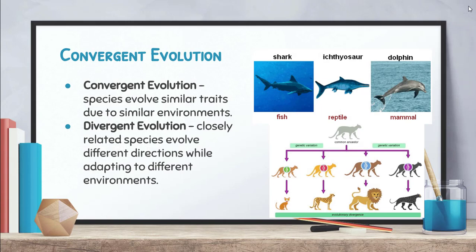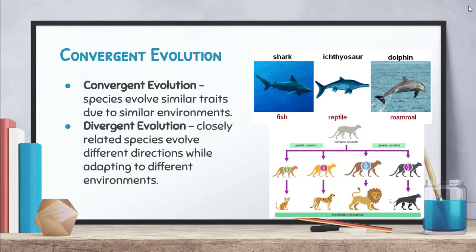So some other concepts related to evolution and natural selection. The concept of convergent evolution. To converge kind of means to come together. And this is why species evolve similar traits due to similar environments, or as we've talked about, analogous structures.